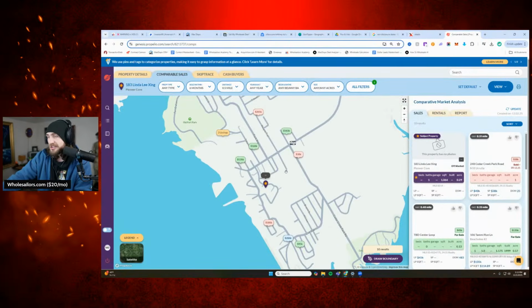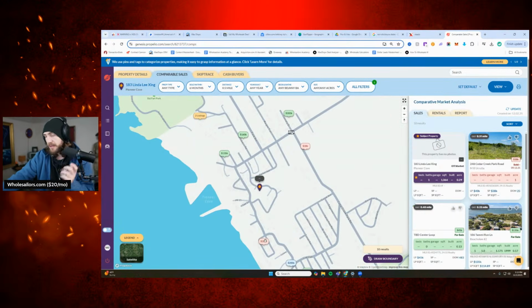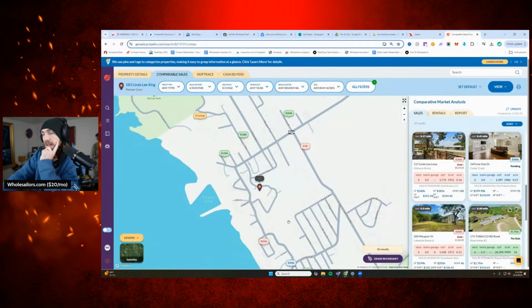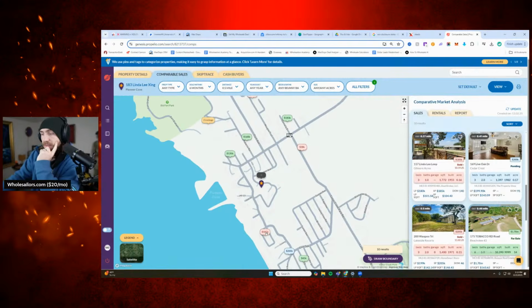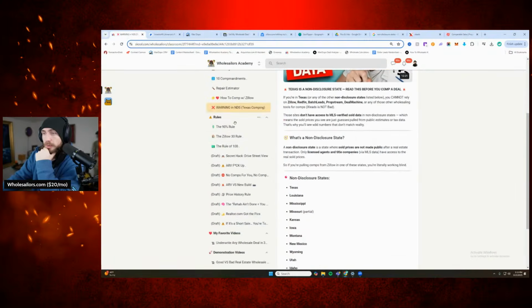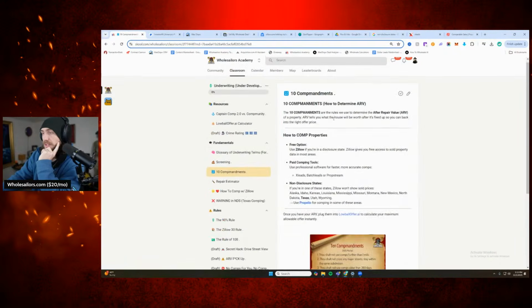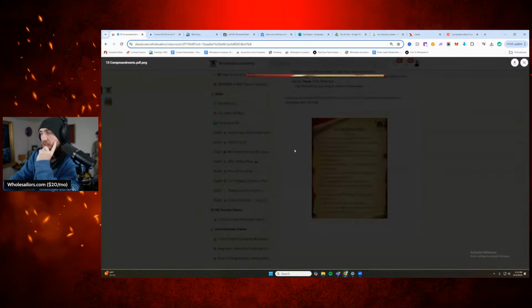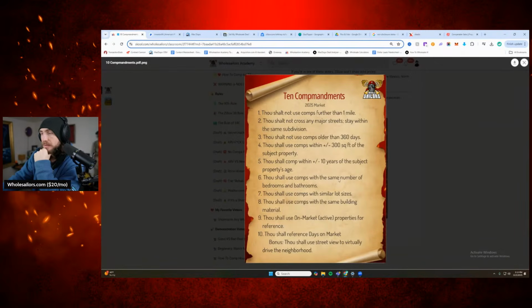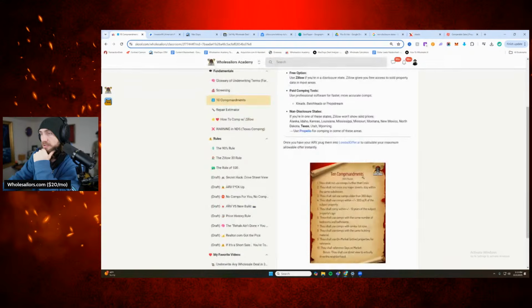However, we can sort of cheat it a little bit by finding a software like this. Okay. And then we can click around and try to find the right comp. What are we looking for? Well, we're looking for these 10 rules. These are the 10 things that we're trying to match. These 10 comp mandments, right? Those are the 10 things that you're trying to match.